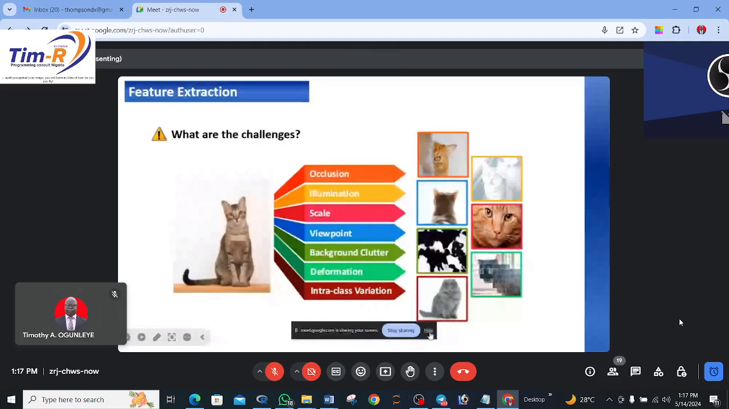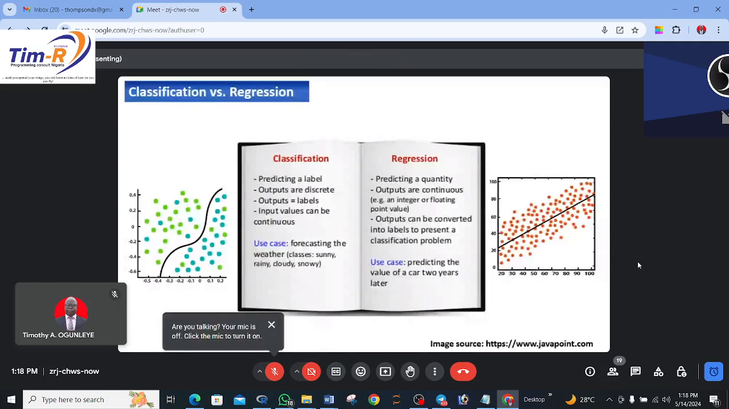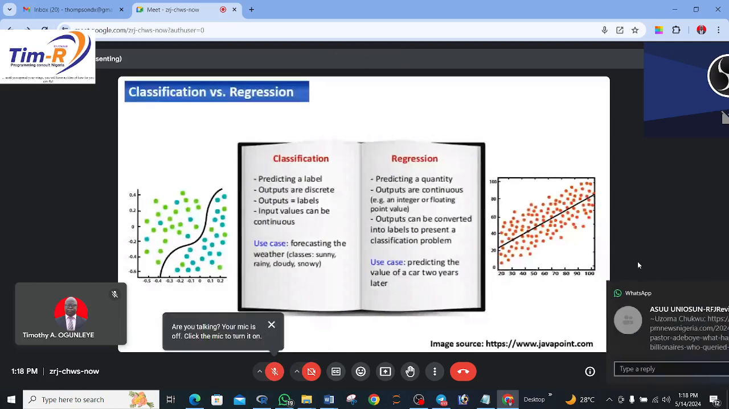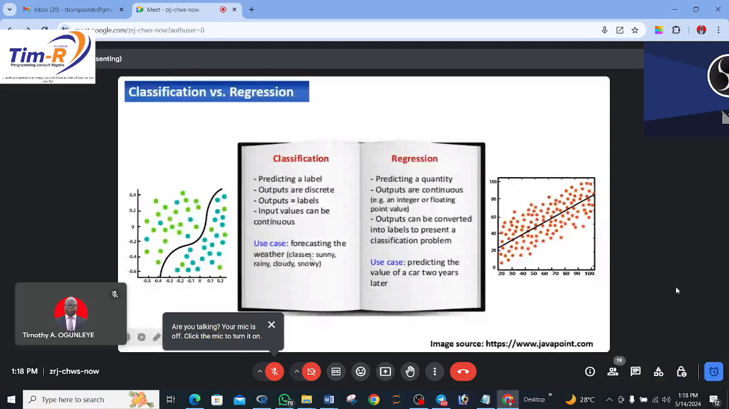So I think where did it stop? Is it at this point before I move on? I think I was talking about this. We're talking about classification versus regression. Yes, this is where you are. Okay. So the classification, we said, is about predicting a label, and the use case is forecasting the weather, and the classes to consider are whether it is sunny, rainy, cloudy, or snowy.